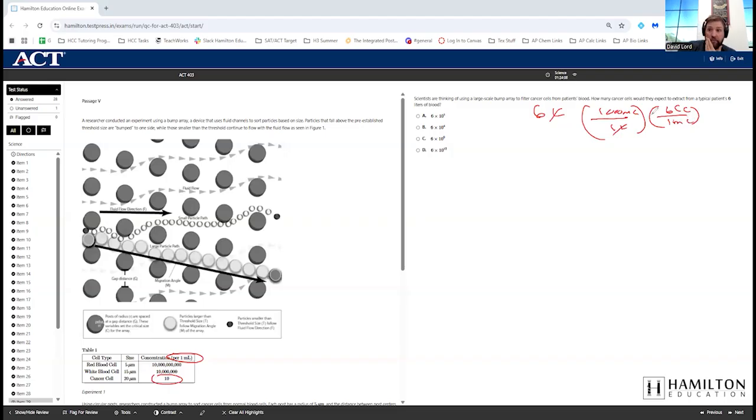All right, I don't have a calculator, but 10 cancer cells for 1 milliliter. But 6 times 1,000 times 10 is just going to be 60,000, which is not 60. It's not 6 billion. It's going to be B, or 6 times 10 to the 4.